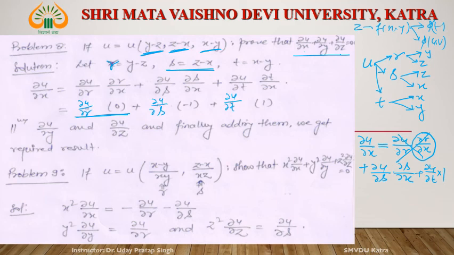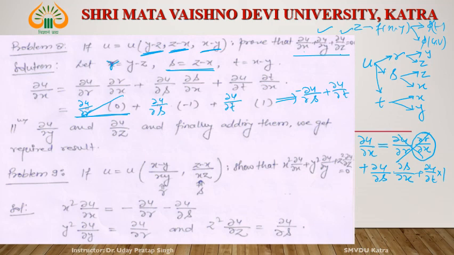Now this term is 0. This term is del u by del s. Equation 1 gives minus del u by del s plus del u by del t. Similarly, we can obtain del u by del y and del u by del z, and adding all these three terms we got 0, right? You can check it, verify it. If you have any problem, then you can ask me.